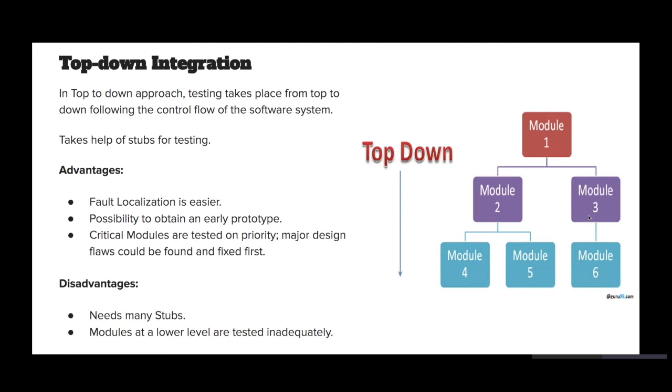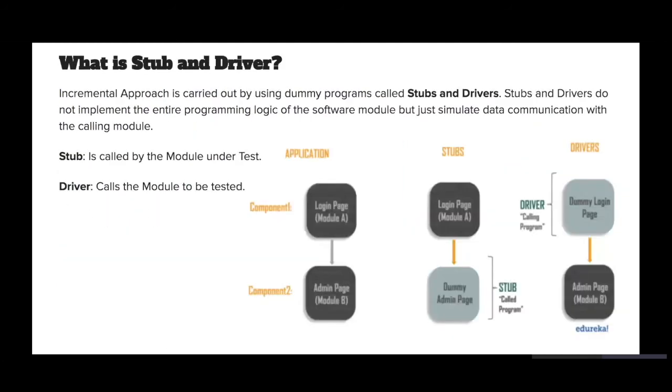Similarly, for top-down, as the example, we'll be testing the login page first. Then once the login page is tested, the admin page will be tested. So the testing flow will be from top to bottom, following the information flow. So in the top-down approach, we'll be using the stub's help.